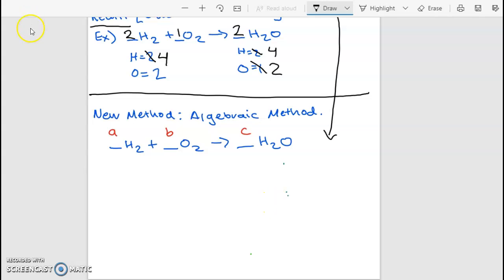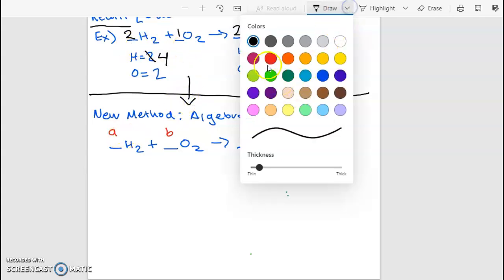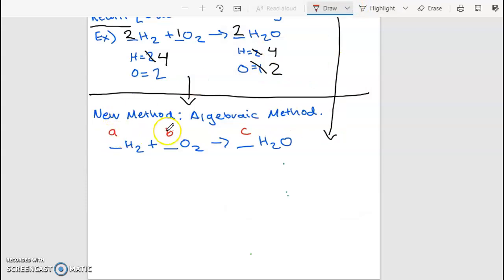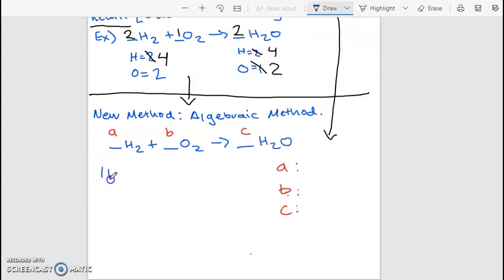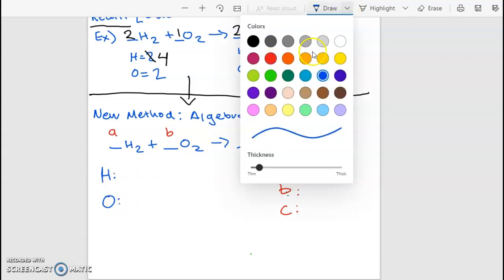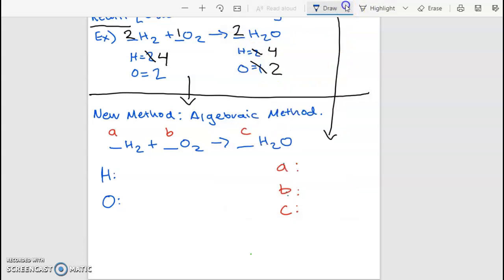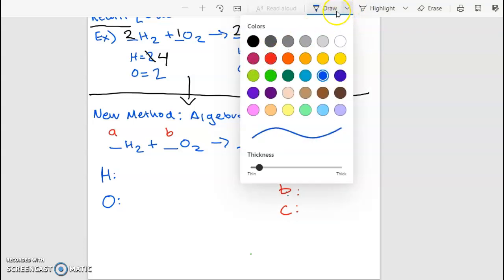step. So let's try the algebraic method on the same reaction. Go ahead and set up your letters A, B, and C to represent your sections. Go ahead and write that on the right-hand side. Right? The next step you want to do is write out your elements. I'm assuming you have some experience with the algebraic method with other problems, but that's okay if you don't. This one will cover it pretty well.